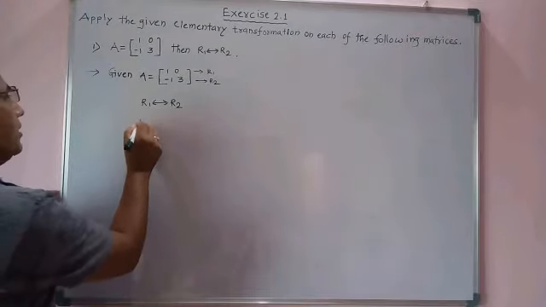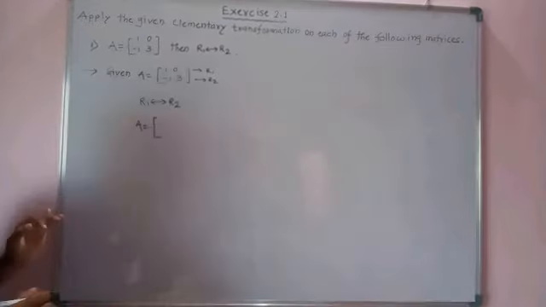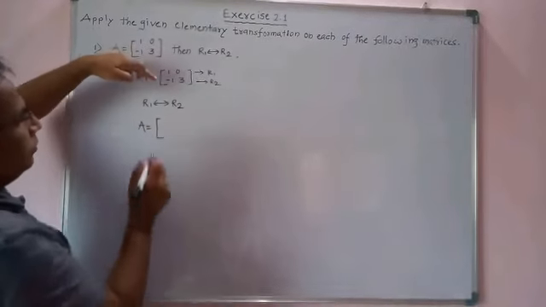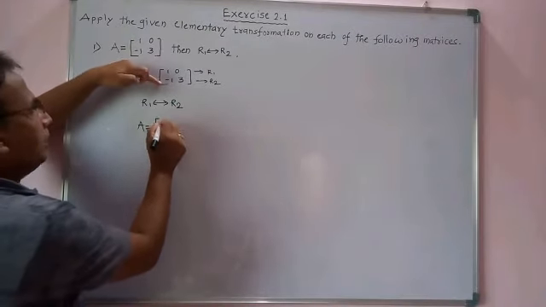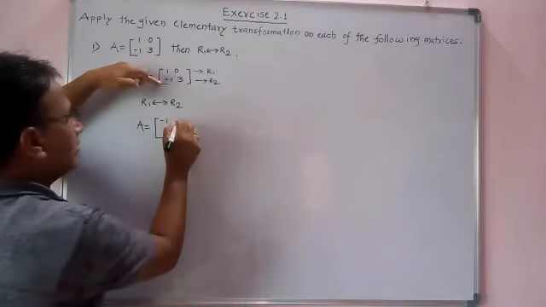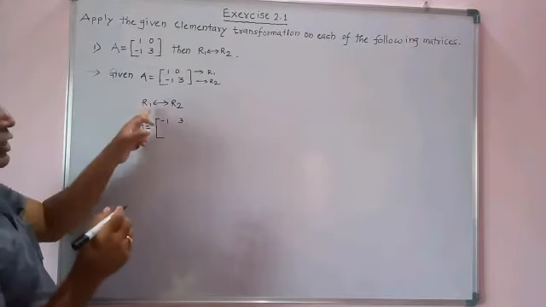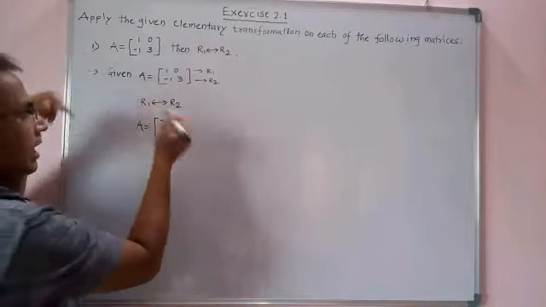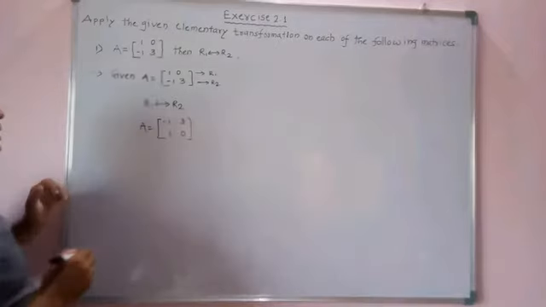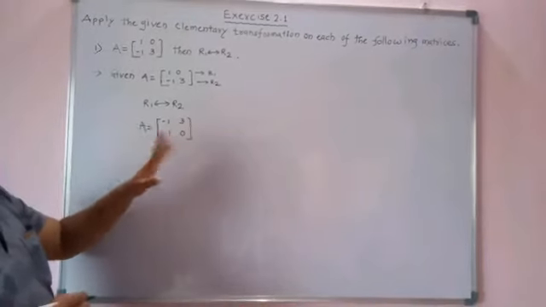Therefore matrix A is R1 interchange R2 and R2 interchange R1. Firstly we write R2 interchange R1. R2 is -1, 3, and it goes to the R1 position. R1 is 1, 0, and it goes to the R2 position. The actual value of R1 interchange R2 is [-1, 3; 1, 0].